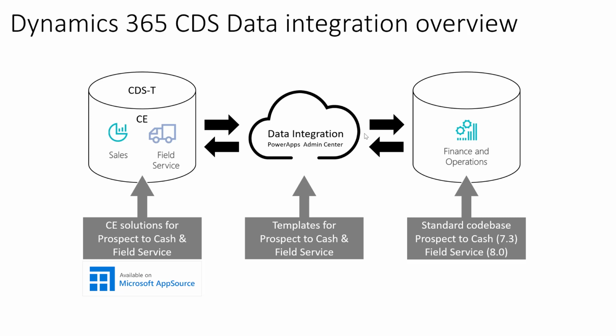On the last part here, on the finance and operations side, the changes we have made here, mainly on the data entities, is part of 7.3, that is the fall release from last year for prospect to cash, and with 8.0, that's the spring release that was just released earlier this month for field service. Prospect to cash, we actually also have support for 7.1 and 7.2, the older versions, but that will require that you install some hotfixes to get that up and running. Field service, as of now, is only supported from 8.0 and onwards.